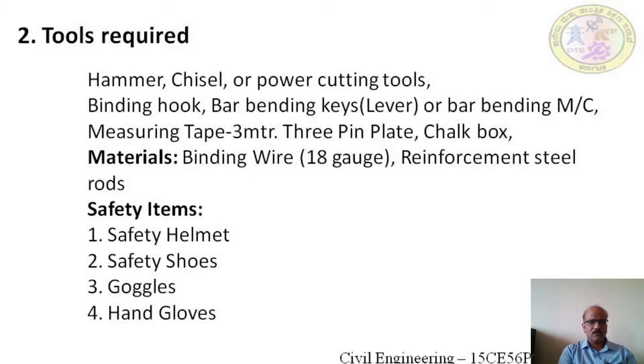Tools required are hammer, chisel or power cutting tools, bending hook, bar bending keys or bar bending machine, measuring tape 3 meter long, 3-pin bar bending table, chalk box, etc. And materials required are bar bending wire and reinforcement of required diameter, safety items, the safety helmets, safety shoes, goggles and hand gloves are required for the safety of the laborer.